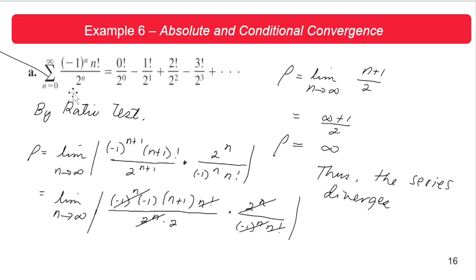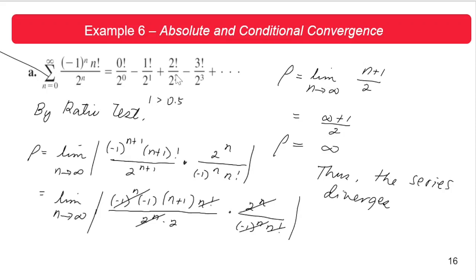Okay, for the first term, the value is 1 because 0 factorial is 1, and 2 to the 0 is 1. So the first term is 1. Okay, next. The second term is 1 over 2 factorial. So that's positive 1 over 2 or 0.5. So 1 is greater than 0.5.